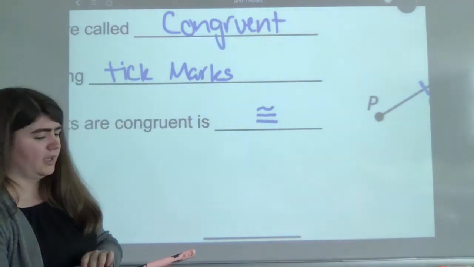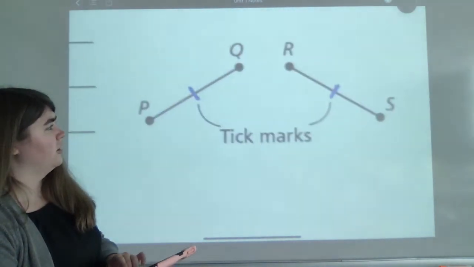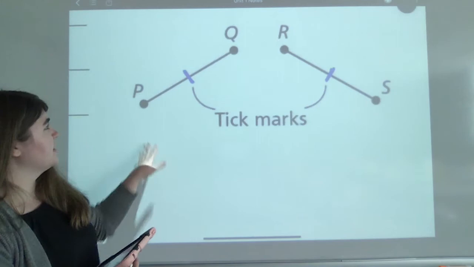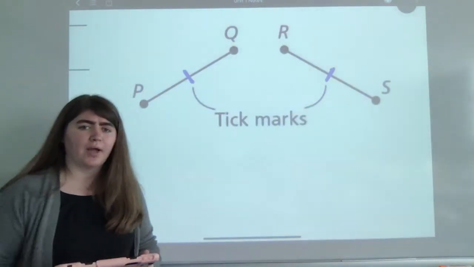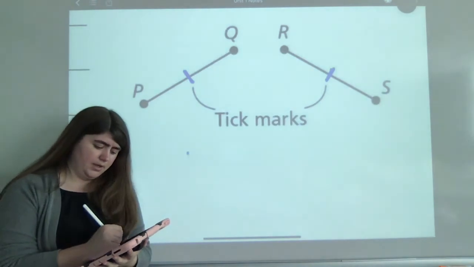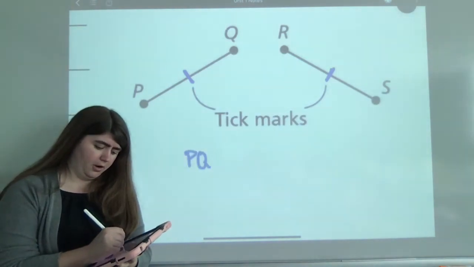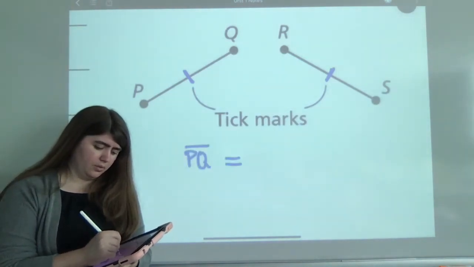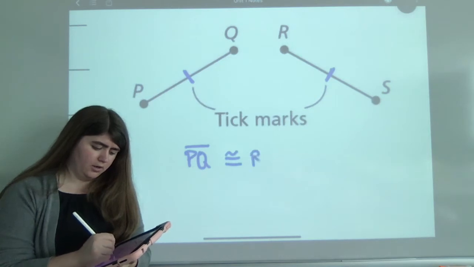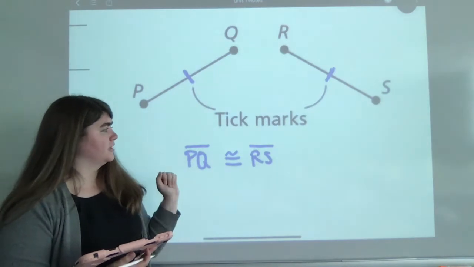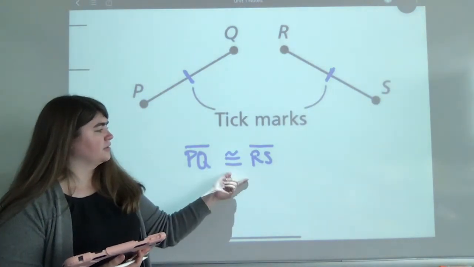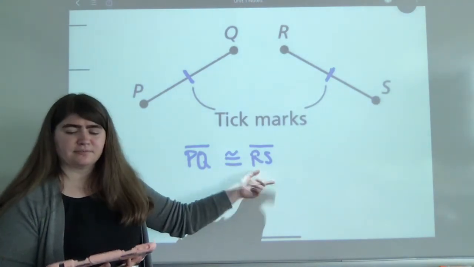So if we were to look at the drawing to the right and draw an example, if I were to say that segment PQ is congruent to segment RS, I would write it out as PQ, with a bar above it, is congruent to RS. So this is what that would look like. Segment PQ is congruent to segment RS.